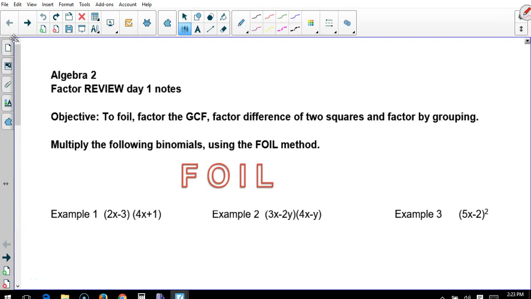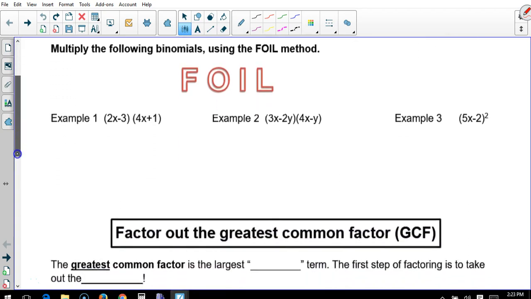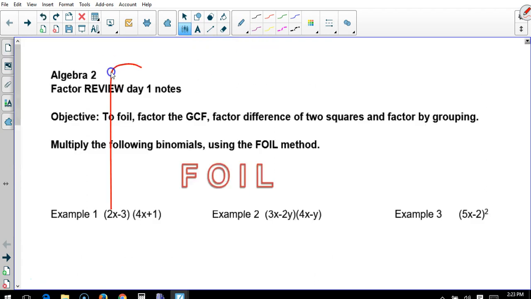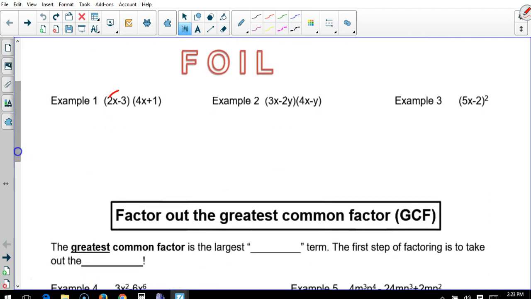Okay, we're going to review factoring. So we're going to first start off by reviewing the idea of FOILing. First, outer, inner, last. So when we do that, first, outer, inner, last. So you get a smiling little Stewie.